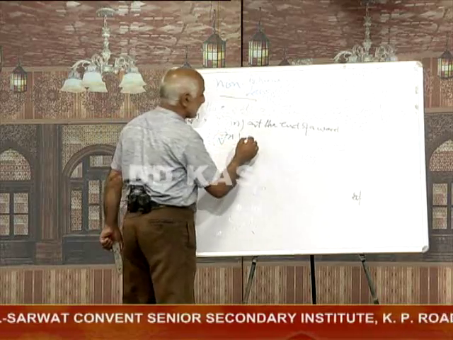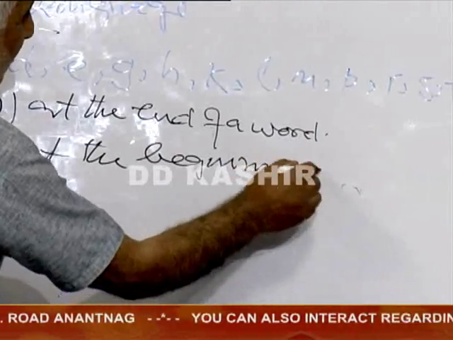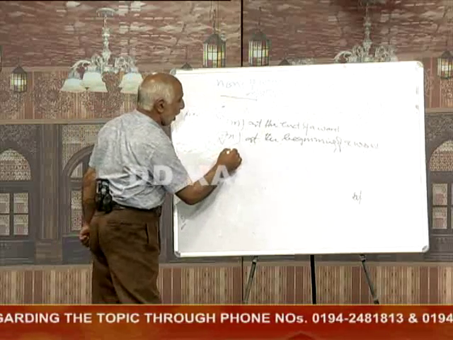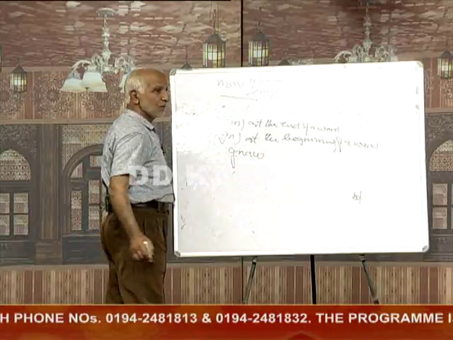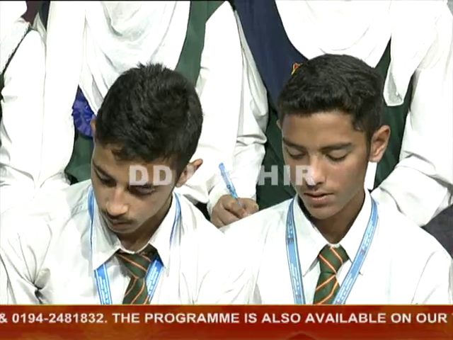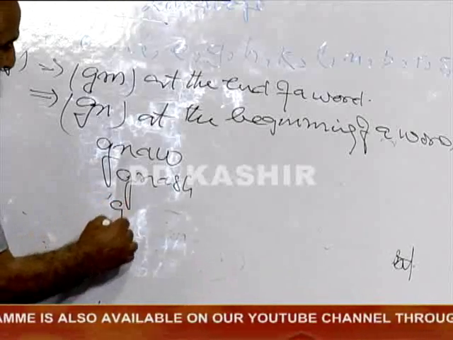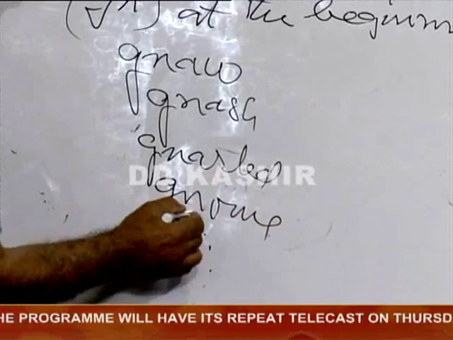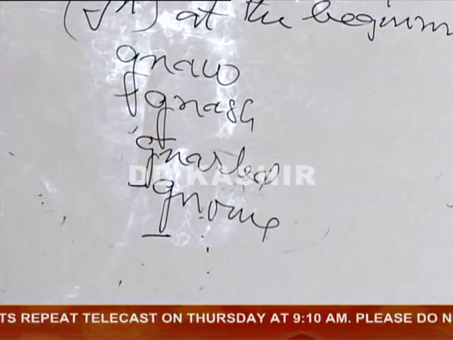Now this is the GN combination. G is also silent in the combination GN at the beginning of a word. Examples are gnaw, G-N-A-W, gnash, G-N-A-S-H, gnarled. Right? Yes, sir. And so on. So you find this G is silent in the combination GN at the beginning of a word.